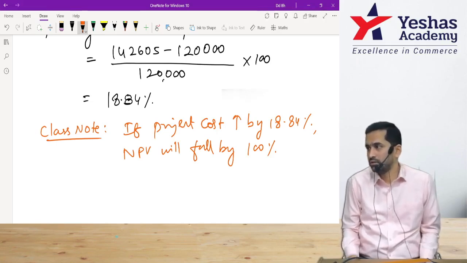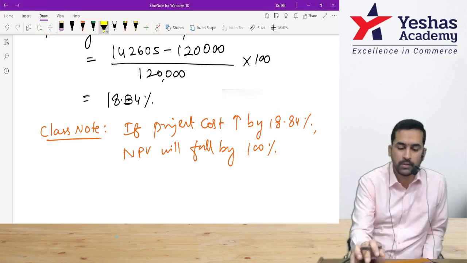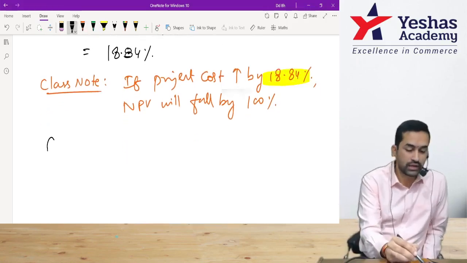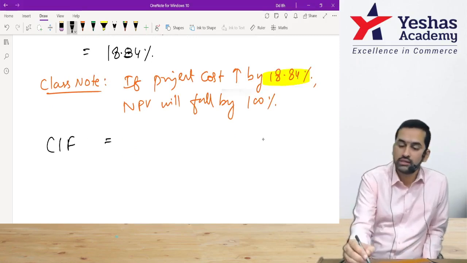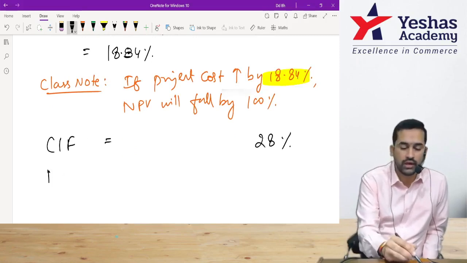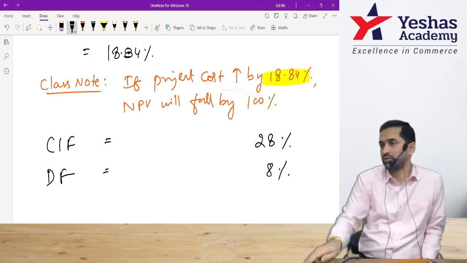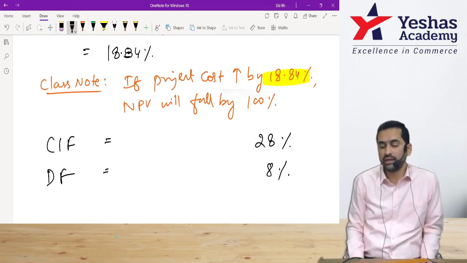Correct? Listen now, one small question from my side. This way, you will next work out for cash inflow. Correct? Suppose that comes to 28%. And then you'll work out discounting factor. That comes to 8%. Now, what's our final answer? 18.8, 28 or 8%?